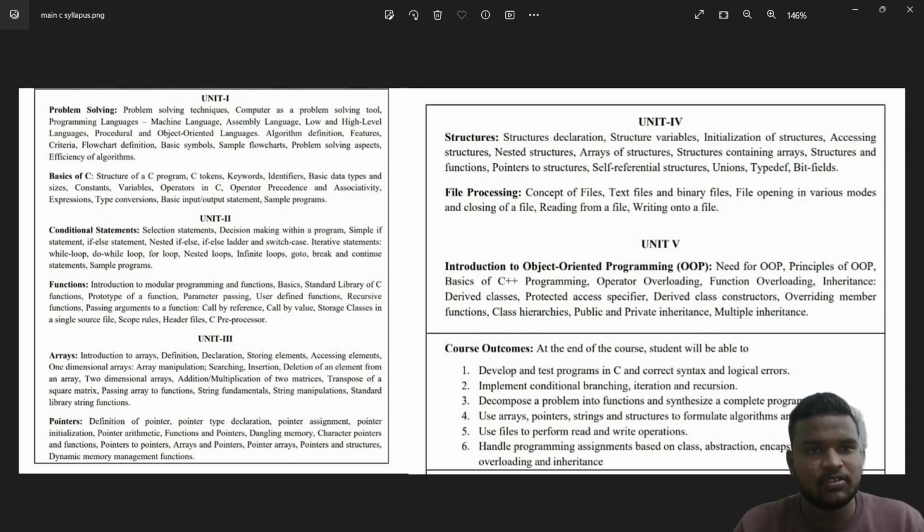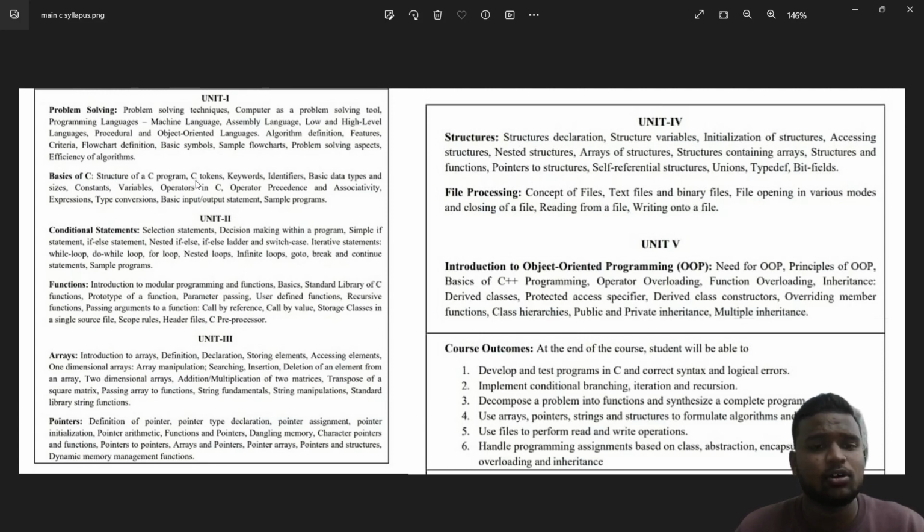So in the previous lecture we discussed the ways to do problem solving. In today's lecture we will be looking into the basics of C programming, things which are required to do programming in the language C. So today we will be discussing the basics of C, where we'll be learning how the structure of a C program looks.